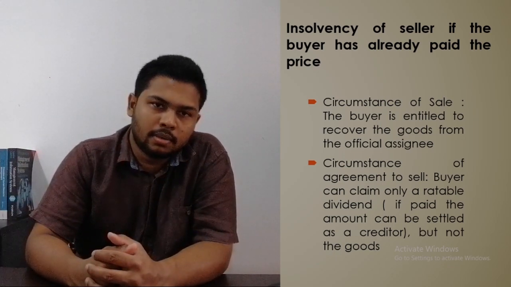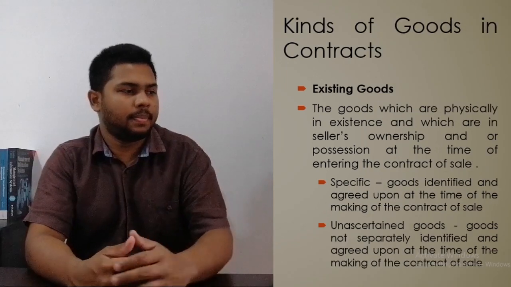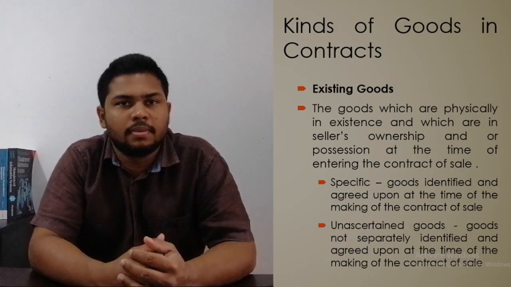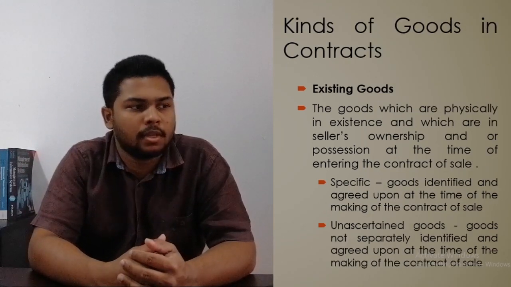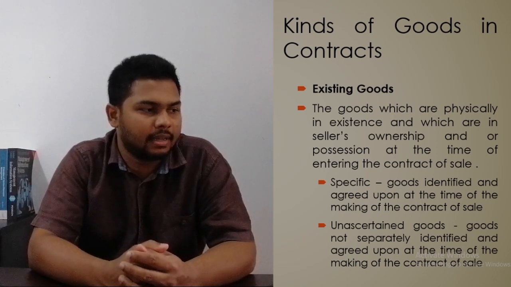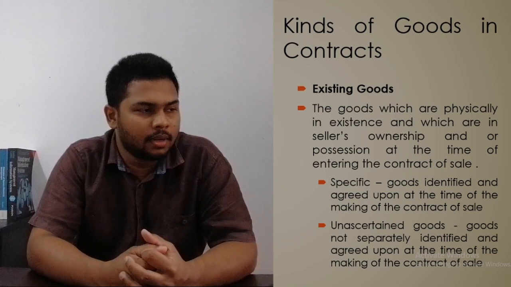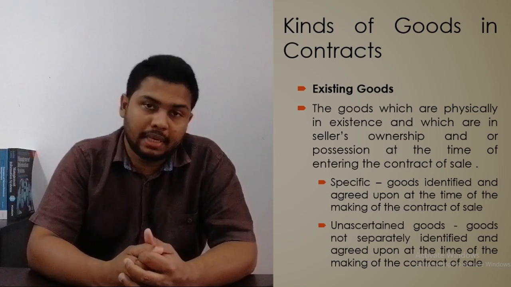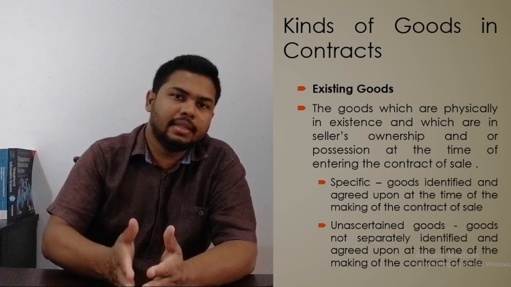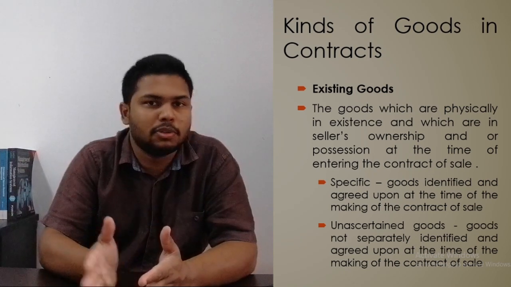Okay, right. So we'll move. This is the final slide, whatever the areas that we are going to touch today: the kinds of goods in contracts. We can sign contracts for these types of goods.